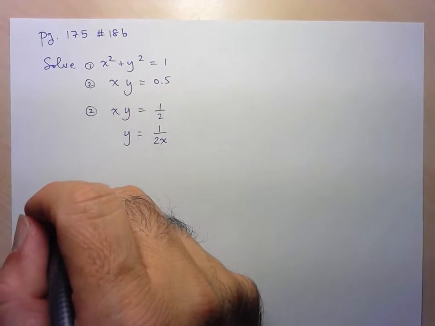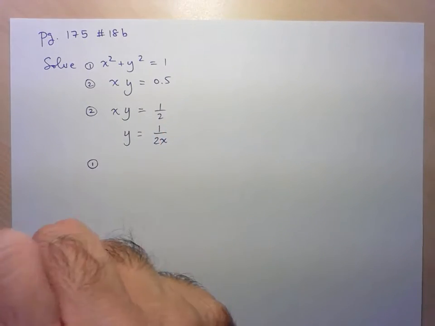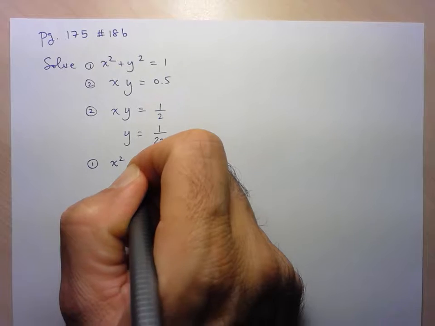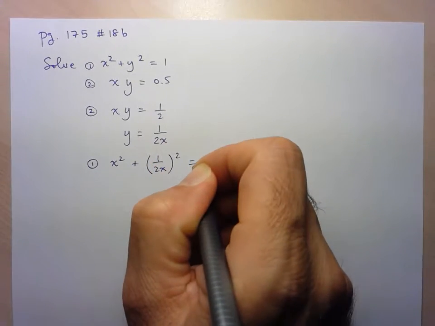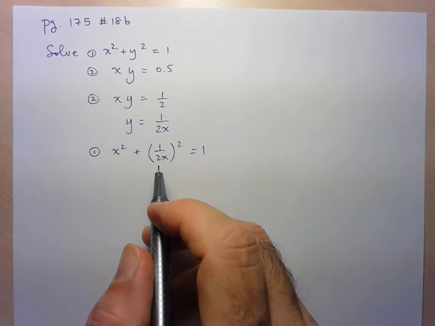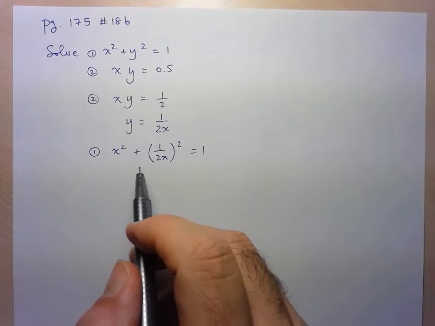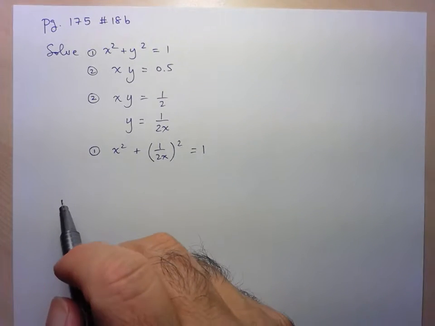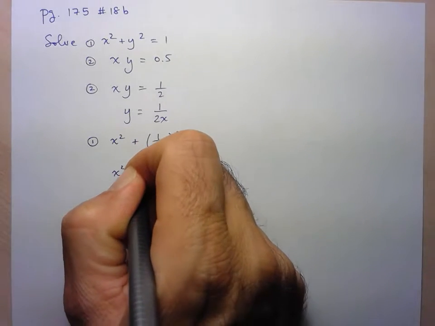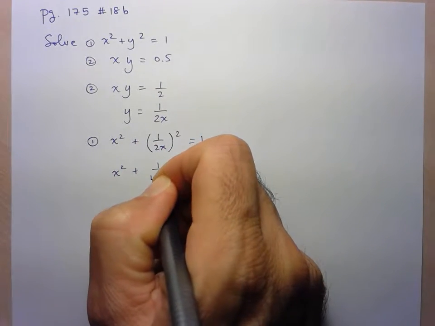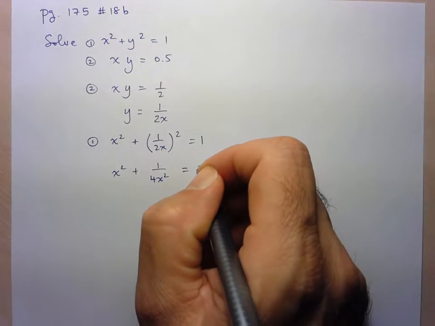So now I can do what I normally would do with substitution, which is substitute that into the other equation. So now we've got x squared plus, substituting y by 1 over 2x, squared equals 1, and I end up with an equation in one unknown, which is what I was hoping for. And I notice that it happens to be a rational equation. So let's see how we can solve this. So first I'll clean this up. So x squared plus, this is going to be 1 over 4x squared. Remember, don't forget to square that 2 also, equals 1.